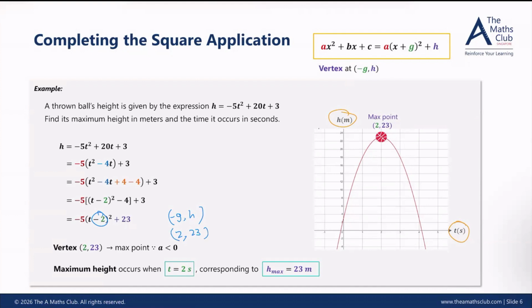Okay? So how do we know that this is the vertex? How do we know that this is the maximum or minimum point? All we have to do is to look at the sign on the t squared. If it's a negative sign, it will have a frowny face. And if it's a positive sign, it will have a happy face. So this is a negative sign. We have a frowny face, and this would be the vertex. And this is the maximum point.